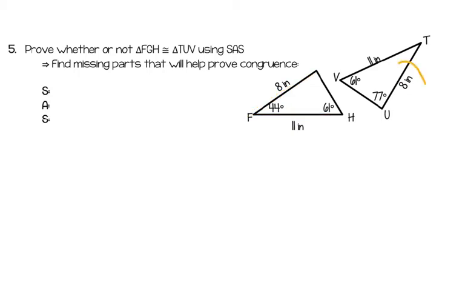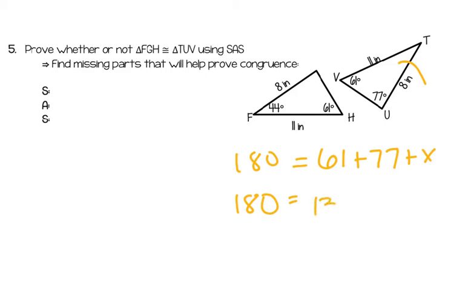So what do I know about triangles? I know that the sum of the angles added together, so I'll just call it plus x, is going to equal 180. So I can solve that equation. So 180 is equal to 138 plus x. So I'm going to subtract 138, and so I'm going to have x is equal to 42. So that means that this is 42.